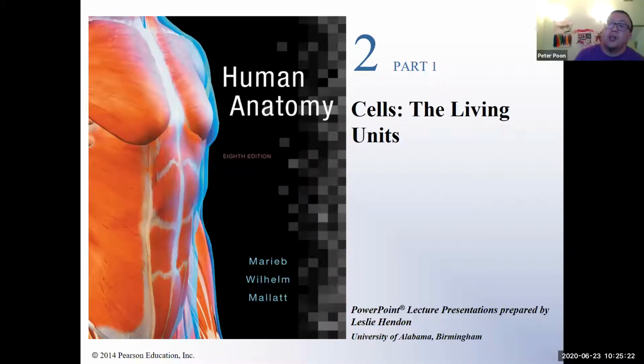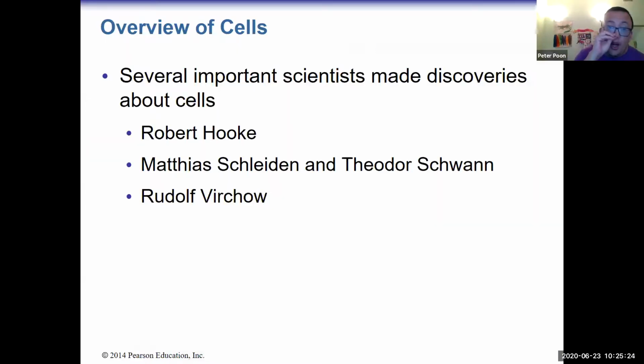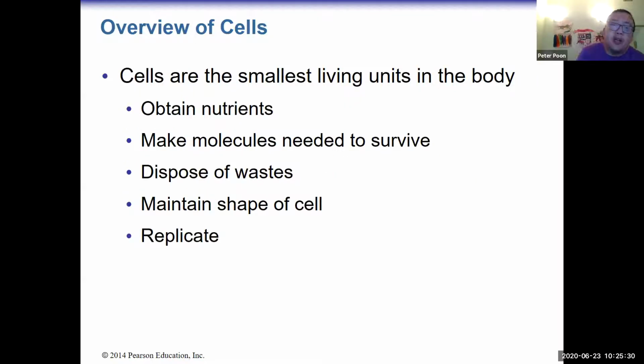Cells are the living units. One of the key things I want you to understand is something called cell theory. Cells are fundamentally the smallest living units in the body. Your body is literally made out of trillions of cells. Each cell can be functional as one individual unit, like bacteria, which are only a single cell.